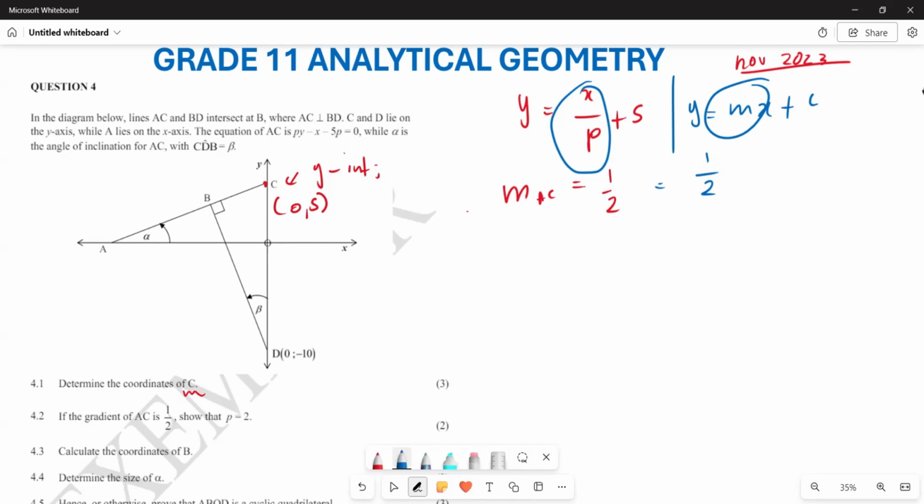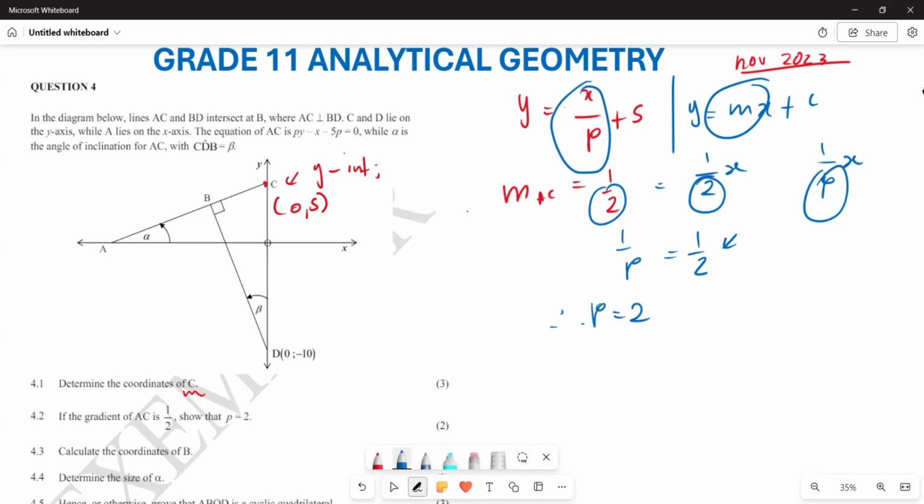And therefore it means here it is 1 over 2x, and altogether the gradient is 1 over 2. So the value here, 1 over p, is equal to 1 over 2. Remember here it was x over p, and x over p can still be written as 1 over p times x. Your denominator here is 2, and your denominator there is p, which means the value of p is equal to 2.